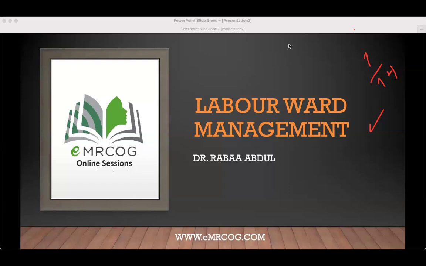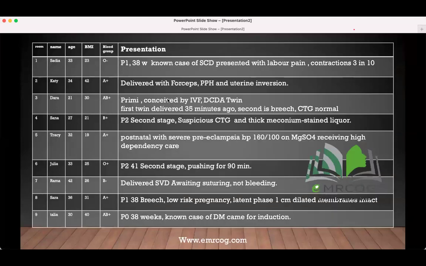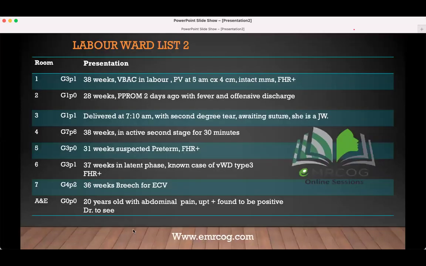So let me give you some hints or some of my tips regarding the labor ward before we start, and hopefully, guys, you will apply them in your exam. First of all, this is what you expect to see in the exam. For example, you have 9 cases on the ward, or you have 8 cases, so you have to deal with them. Sometimes it can be more, sometimes 12 cases or 10 cases. However, it's not common. What's common is from 8 to 10.